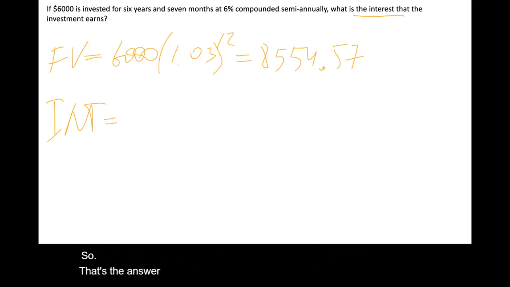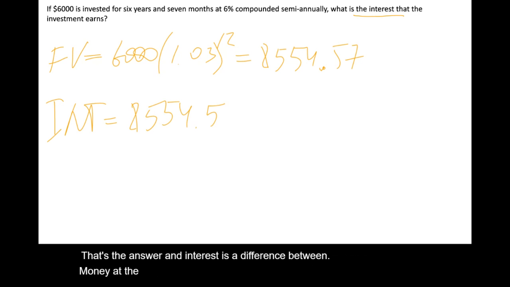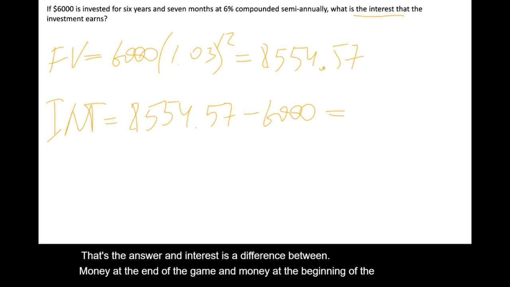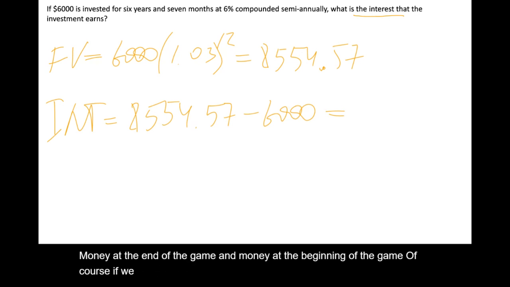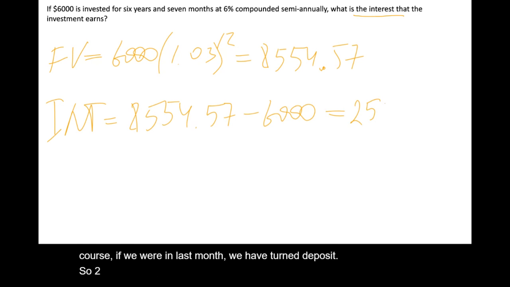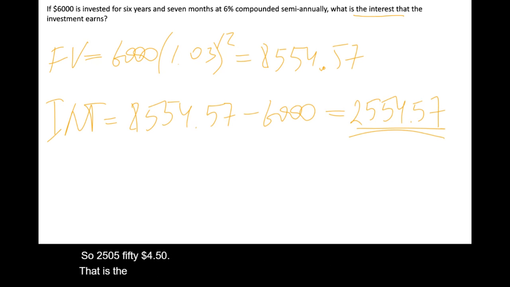Interest is the difference between money at the end of the game and money at the beginning of the game. Of course, if we invest money, we have a term deposit. So $2,554.50. That is the answer. Any questions?